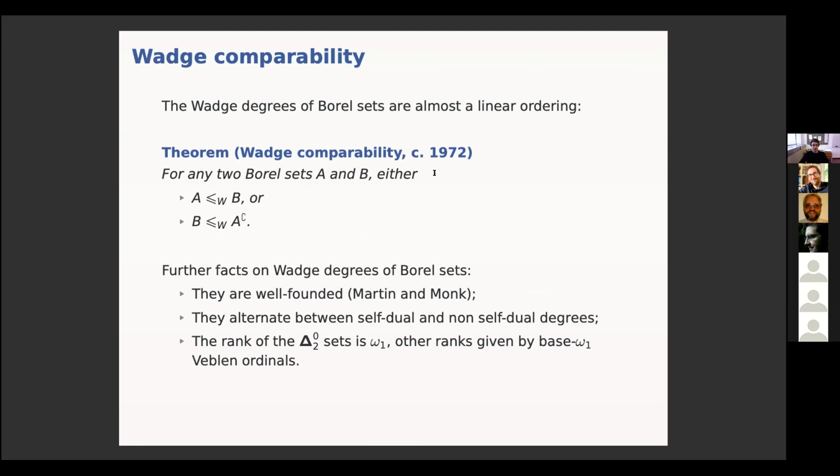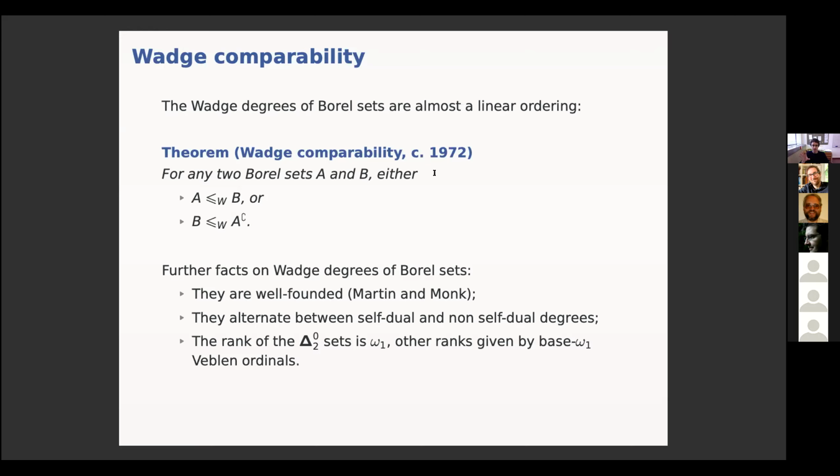What does comparability mean? Wadge proved that up to complements, any two Borel sets are Wadge comparable. More specifically, either A is reducible to B, or B is reducible to the complement of A. In many classes, many sets of reals will not be reducible to their complement. Again, there is something quite similar happening with many-one reducibility, for example, a non-computable c.e. set is not going to be reducible to its complement, whereas computable sets are going to be reducible to their complement.